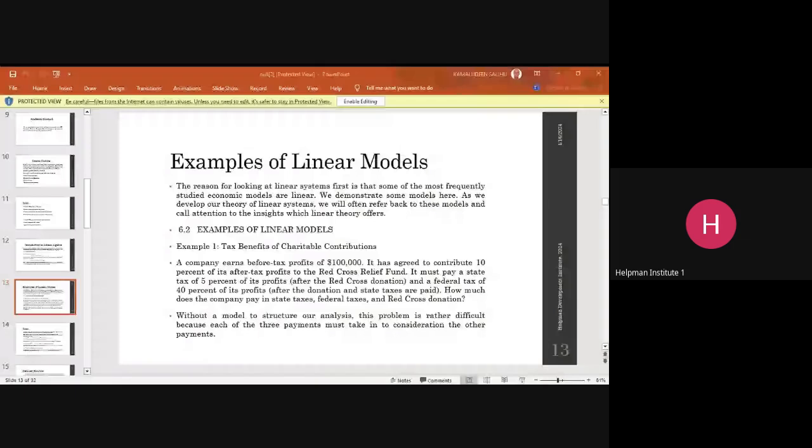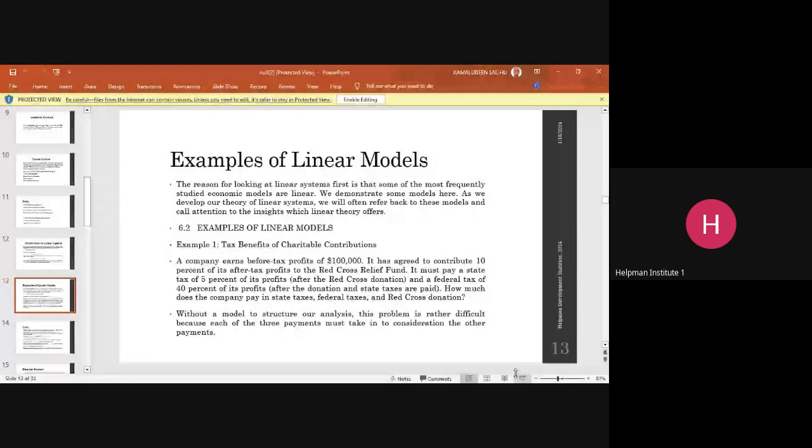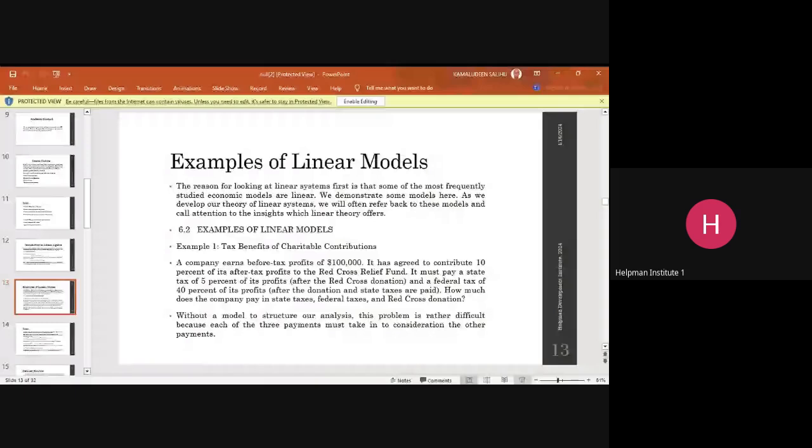Okay, so let's proceed. As you can see, these are the given problems. A company earned before tax this amount. So let's move to the next slide and we see our model.